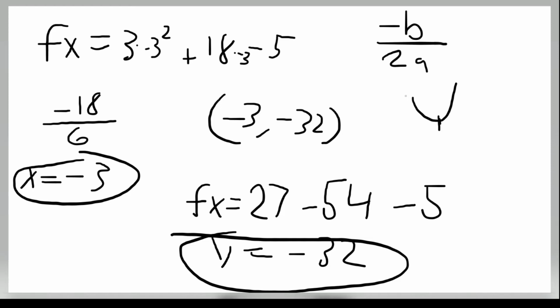So it decreases to the left of 3, and it increases to the right of negative 3. Our minimum value is negative 32. Our range is y is greater than negative 32. Since that's the bottom part, it's always going to be above negative 32. So y is always greater than negative 32.